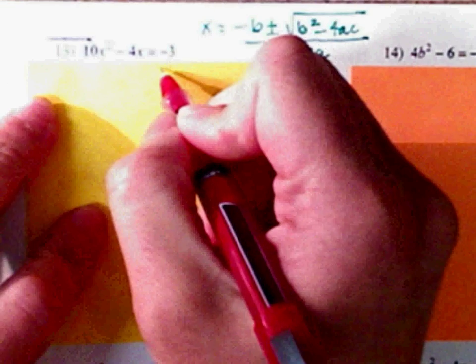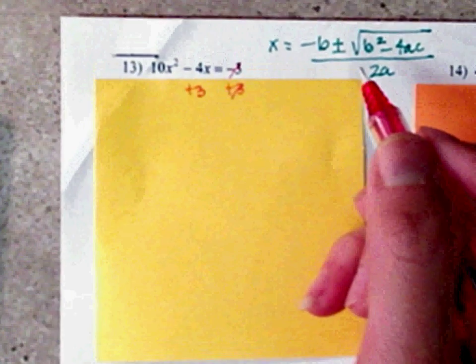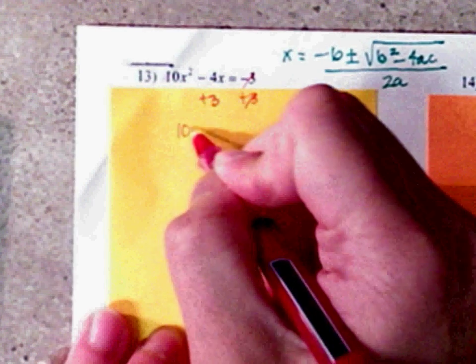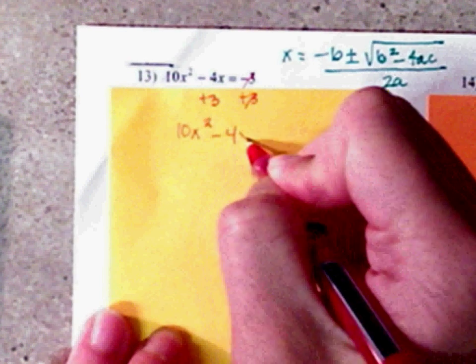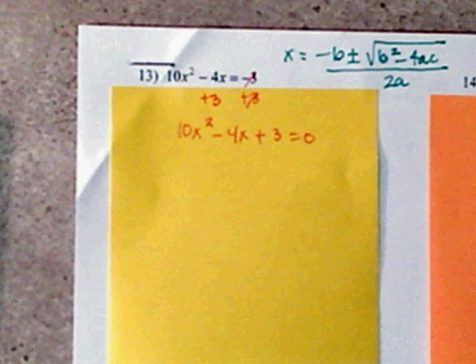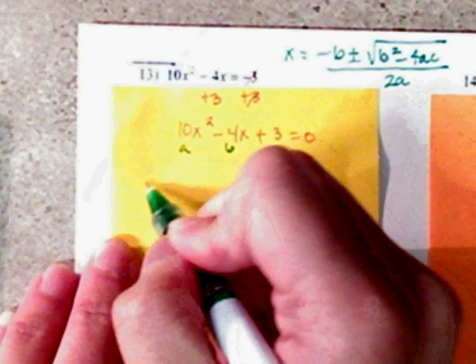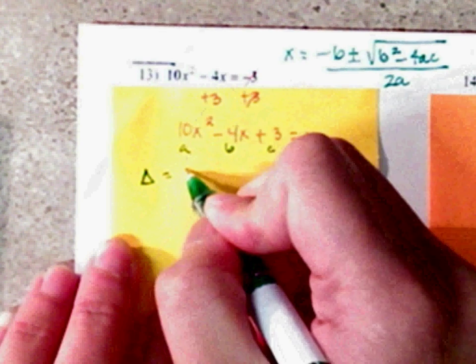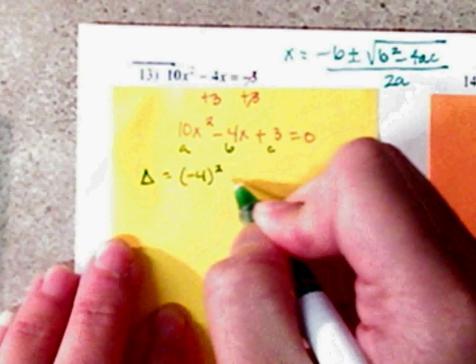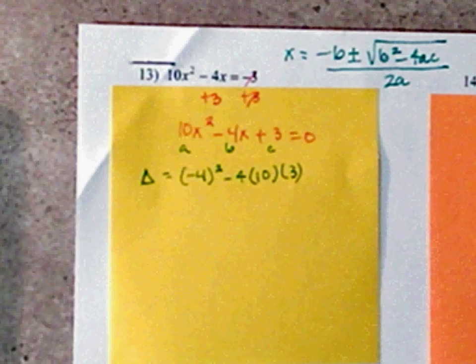You got to set it equal to 0, so you're going to have to add 3 to both sides. These will cancel. So you have 10x squared minus 4x plus 3 is equal to 0. Okay? So there's your A, your B, and your C. Do your delta first. So negative 4 squared minus 4 times your A times your C. Do that in your calculator.